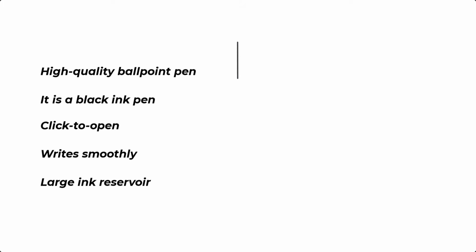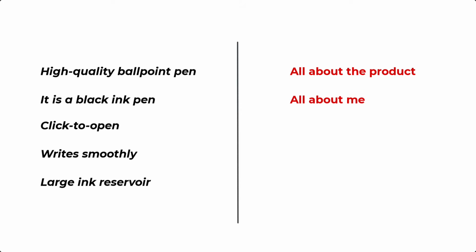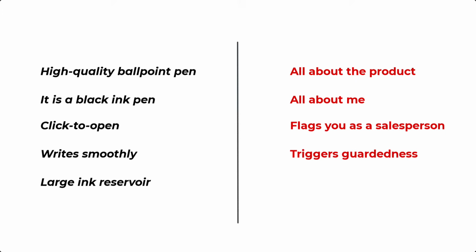But here's the problem with that approach. It's all about the product. And while it might feel logical to talk a lot about the product when you are a salesperson trying to sell a product, there are several big issues with that approach. First of all, it's an all about me approach. My product, my company, are you interested in buying what I'm selling? And when you speak like that, it immediately flags you as a salesperson who is trying to sell something. And that will immediately trigger guardedness from the prospect, which can often lead to objections, rejection, and resistance.